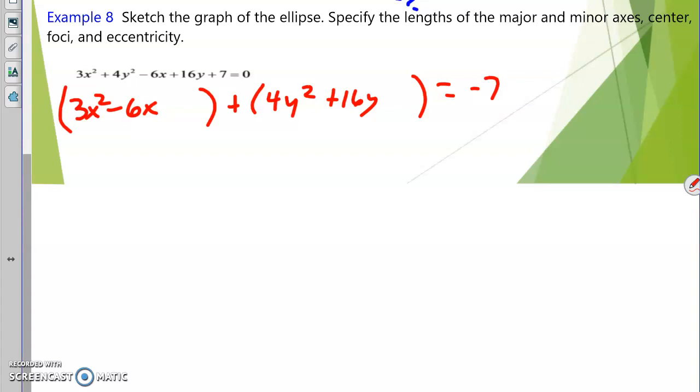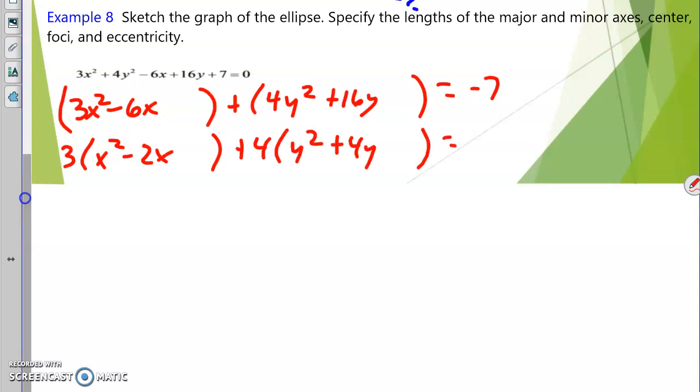And then I'm going to factor out my 3, factor out my 4, and I'm going to take my b and divide it by 2 and then square it, which gives me 1, which means I'm going to add 3 because it's 3 times that 1. Half of 4 is 2, 2 squared is 4, so if I'm adding 4 on that side, I'm adding 16 on the other side, because 4 times 4.